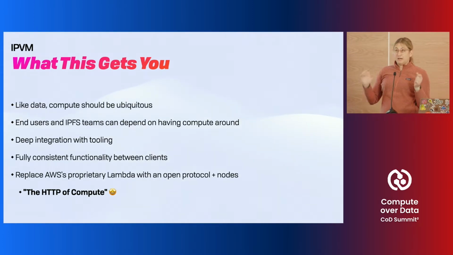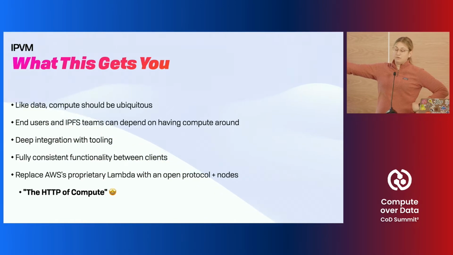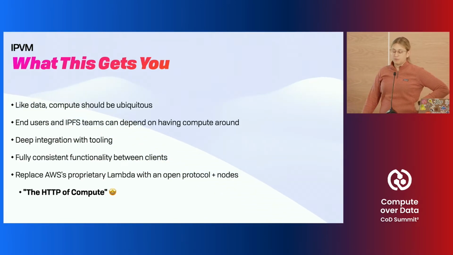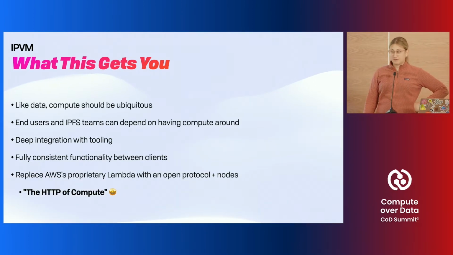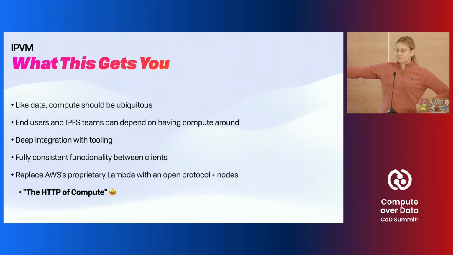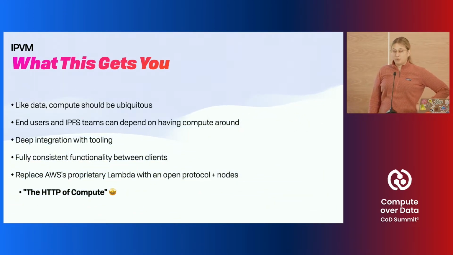You should, as somebody shipping things into the IPFS ecosystem, be able to depend on, I have WASM around, and it is in the node, and I can just ship that to users and rely on IPFS. We should have deep integration with tooling by aligning on things like invocation spec, which we were just talking about. It should be fully consistent between clients. And we should replace things like Lambda with an open protocol. AWS doesn't have their own version of HTTP. They use the same HTTP, TCP, IP as everybody else. We should do the same thing for compute and storage.